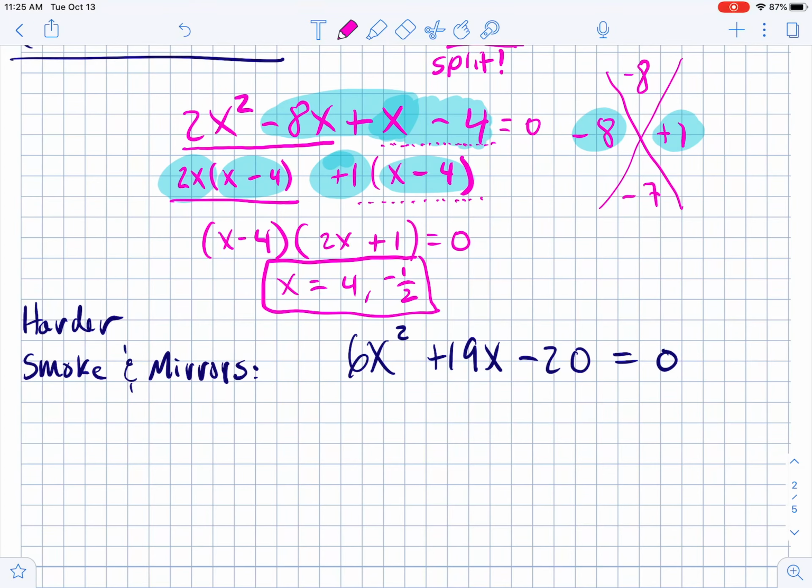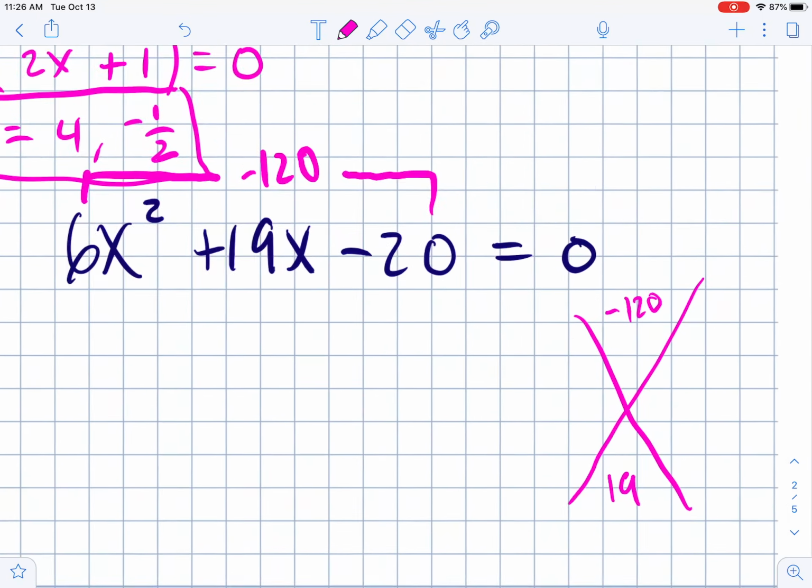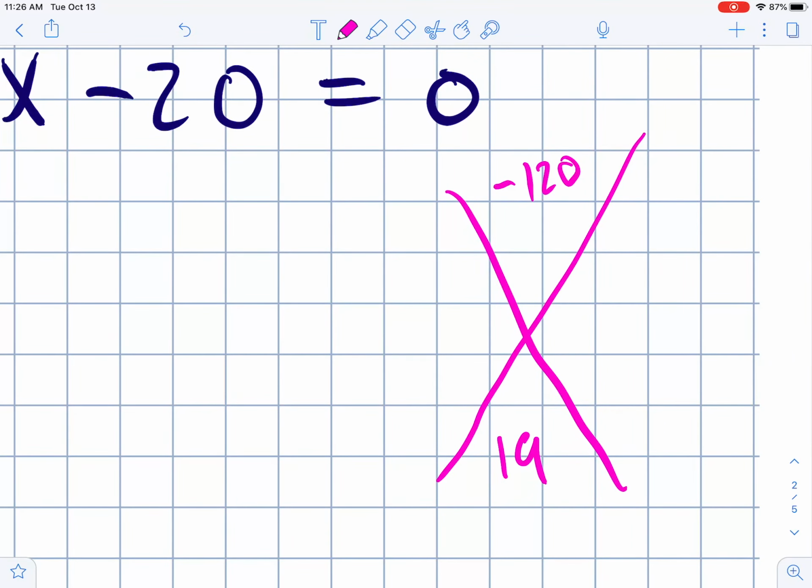First step with smoke and mirrors: can I pull out a common monomial? 6, 19, negative 20, they have no number in common because 19 is prime. So if you take the 6 and multiply it with the negative 20, you get, what, negative 120? Then off to the side, you do a little cross, put negative 120 up top and positive 19 at the bottom.